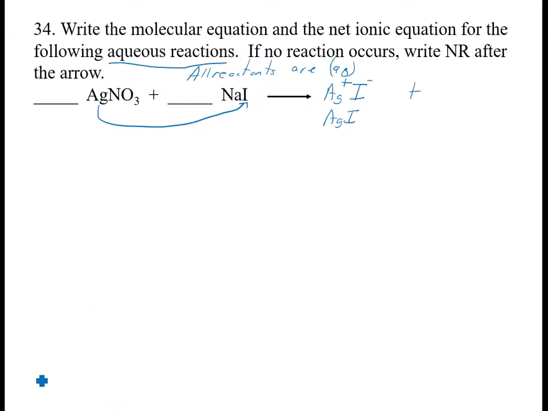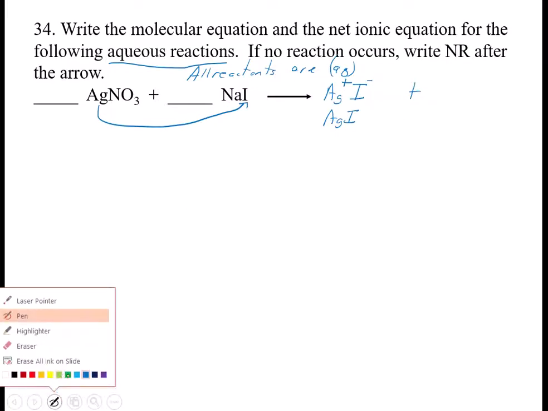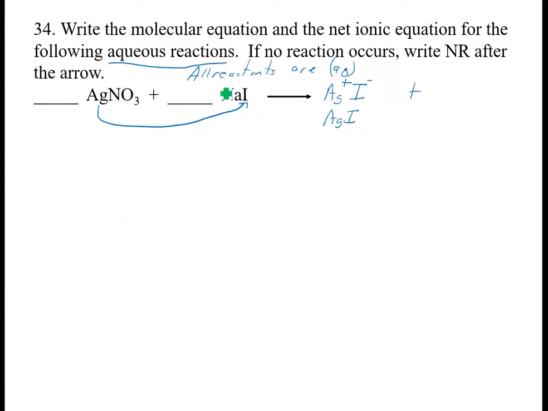Plus, I'll change colors, Na and NO3. The one that's written on the left on the reactant side is written on the left on the product side because it's positive. You always write your positive ion first. Sodium is a +1 charge, NO3 is a -1 charge, so it's NaNO3. So step 1 is to write the products.